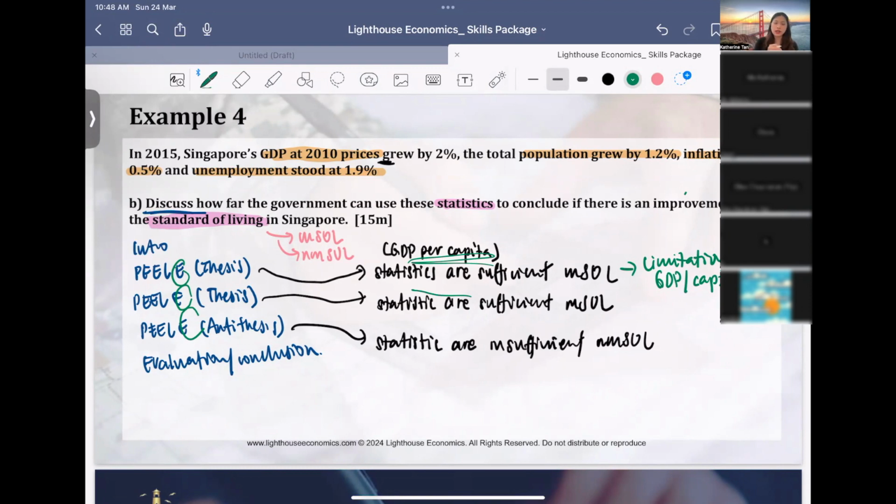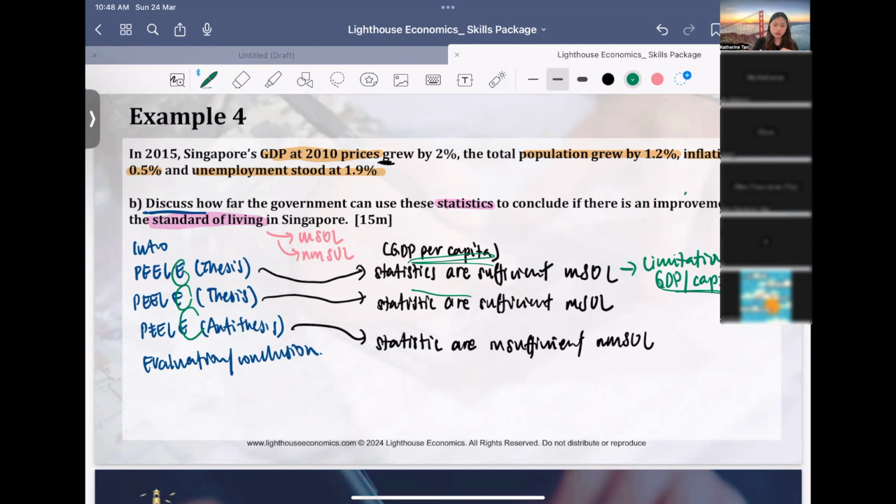Because GDP per capita only takes the per capita, it doesn't tell me what the breakdown is. So maybe the high GDP per capita growth could be due to the growth in the income of the wealthy, but the poor don't experience the same type of economic growth. So you're telling me the limitation of GDP per capita, and that's the end of the evaluation. Just one line is enough. It's not a whole paragraph. It just evaluates that single point.